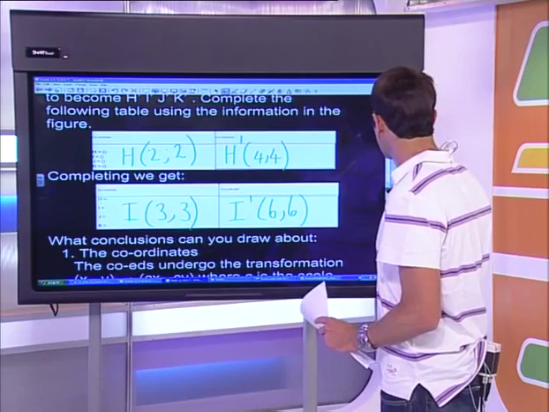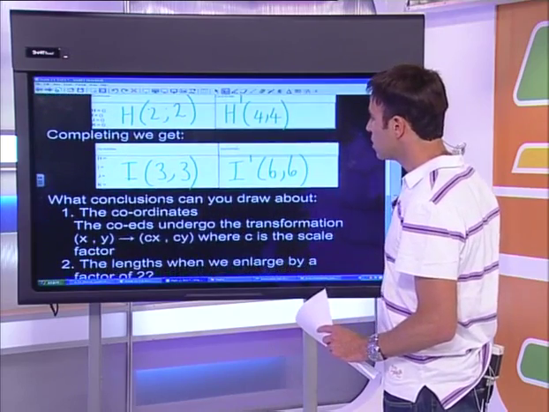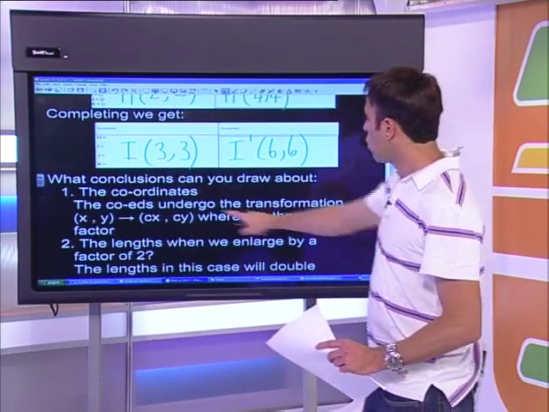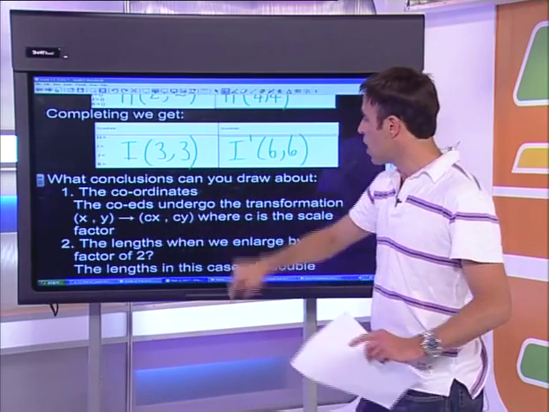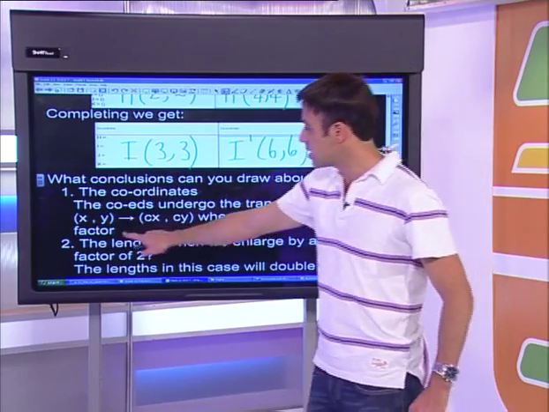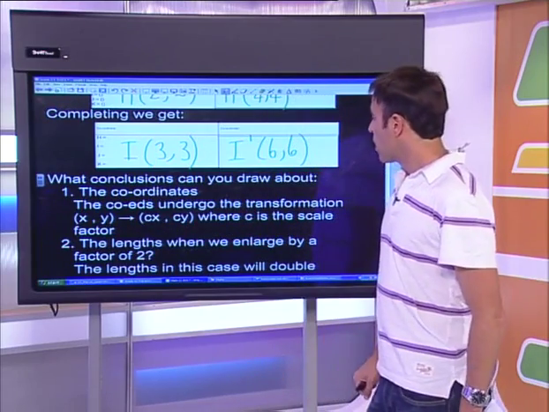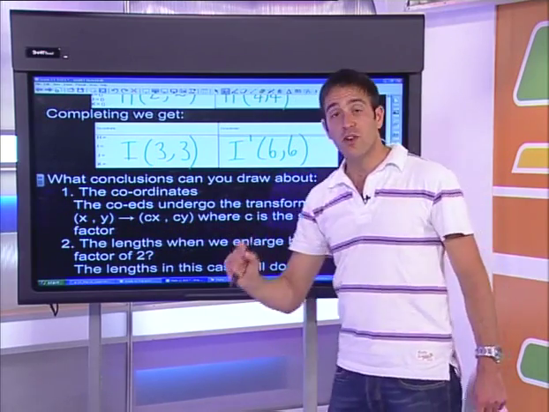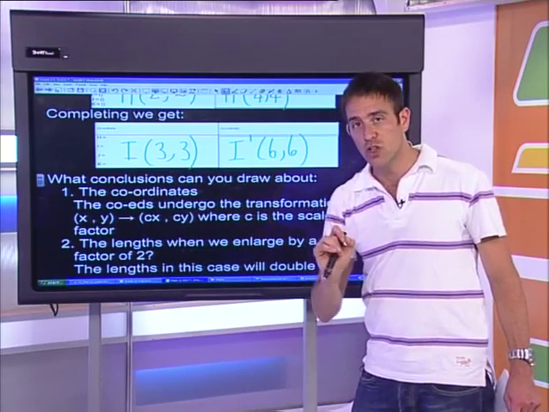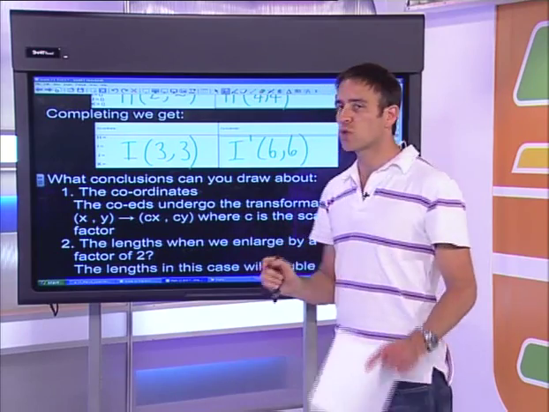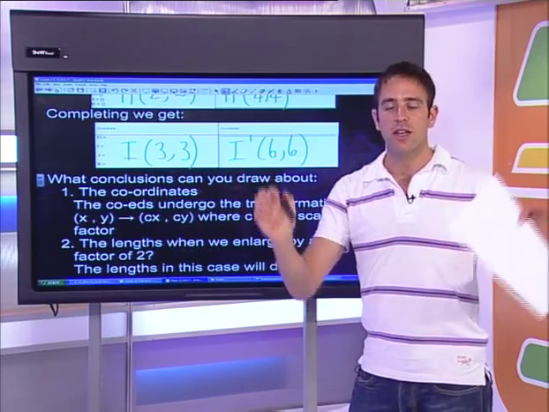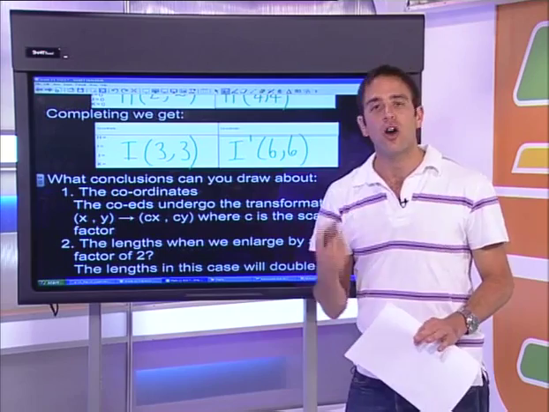So here is the general rule. It says the coords undergo the transformation xy becomes cx cy, where c is the scale factor. Okay? And so that's a very important rule, and I've just shown you that, and you should learn it by heart. This rule will always work when your center of enlargement is the origin.